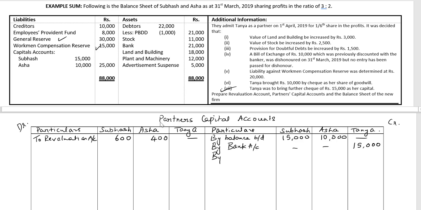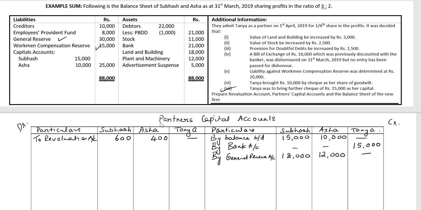So we have by general reserve account 30,000 in 3:2. We have 18,000 for Subhash and 12,000 for Asha.